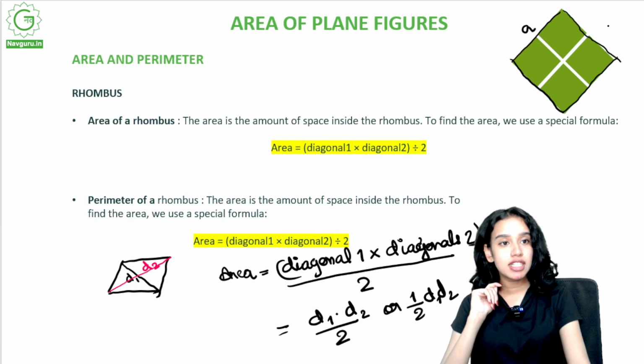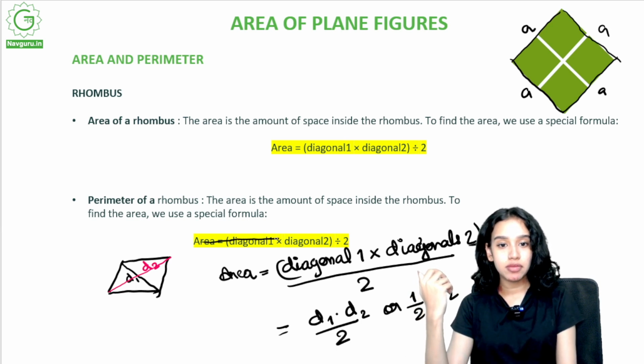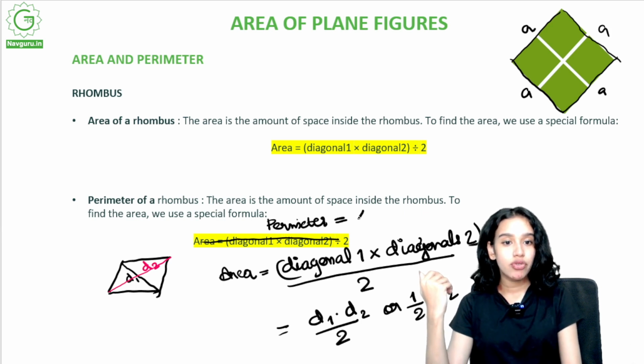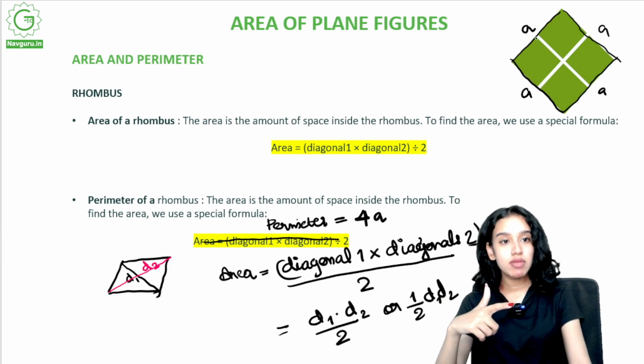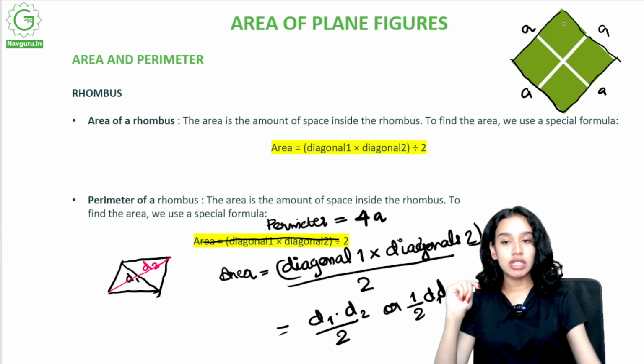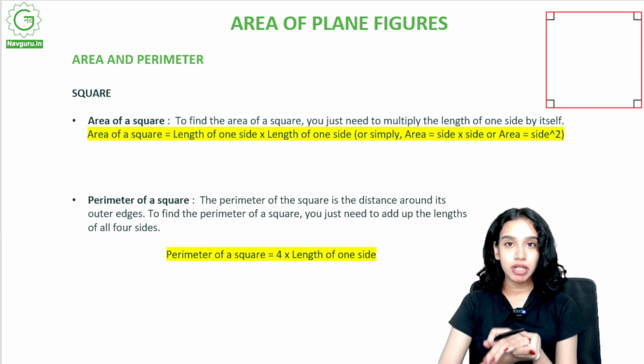Now, if this side is A, all the four sides would be A, it would be the same length. Now, the perimeter of the rhombus is equal to 4 times A, right? That is 4 times the length of one side. Now, let's talk about what is the area and perimeter of a square.